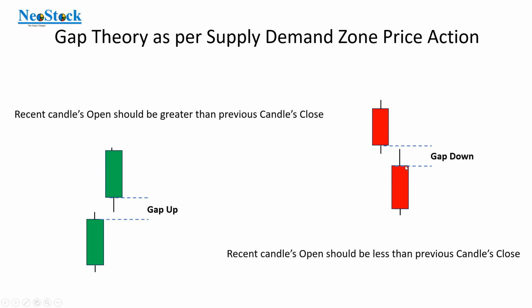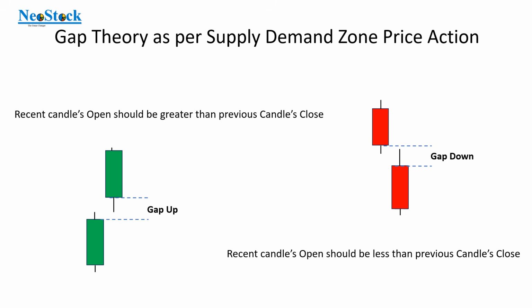Similarly here, this is a gap down. In a gap down, if the higher wick of the recent candle does not fill the gap, then this gap is valid. If the higher wick fills the gap, we will not consider the gap. This is an important point we should observe regarding gap up, gap down and filling the gap.